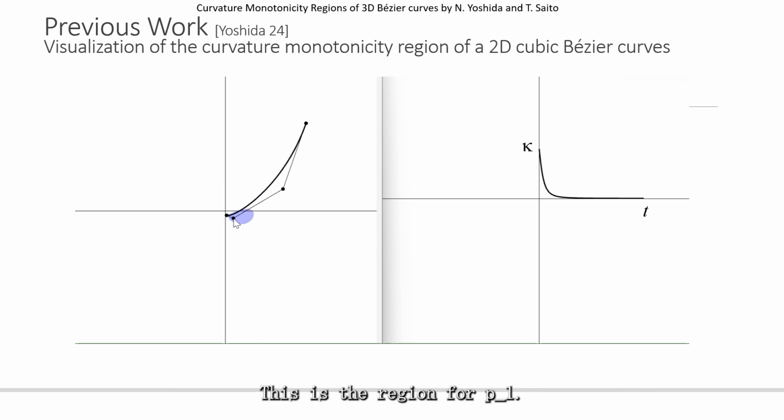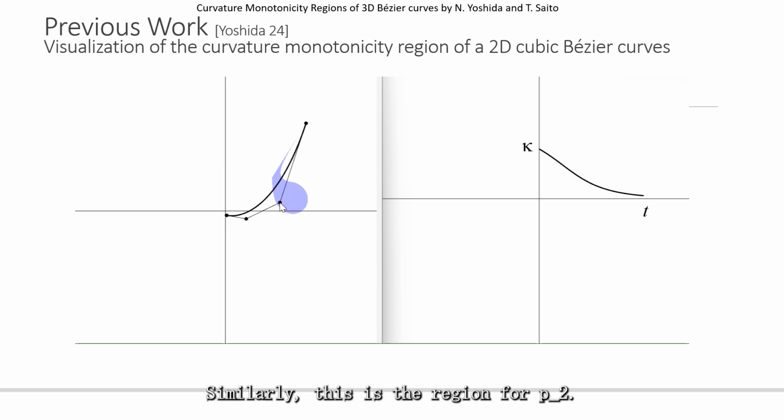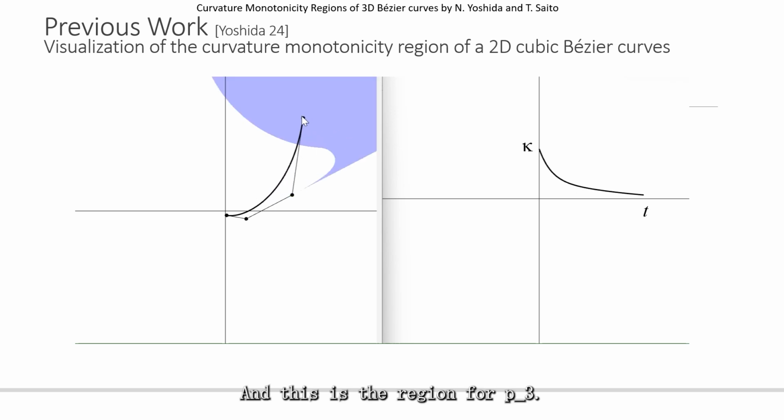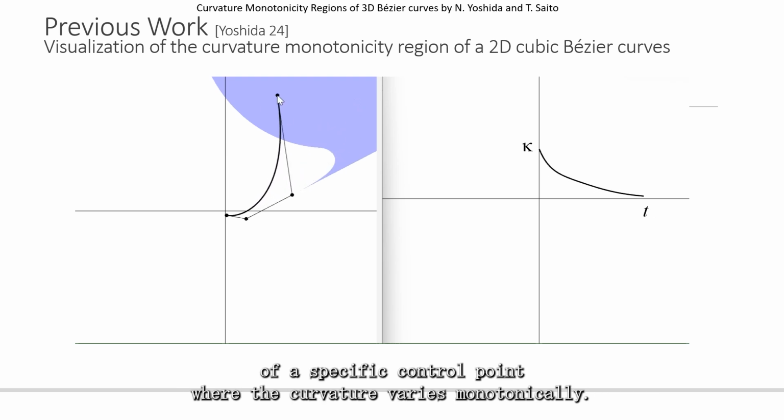This is the region for P1. If P1 lies outside the region, the curvature does not vary monotonically. Similarly, this is the region for P2. And this is the region for P3. Through this visualization, users can know the region of a specific control point where the curvature varies monotonically.